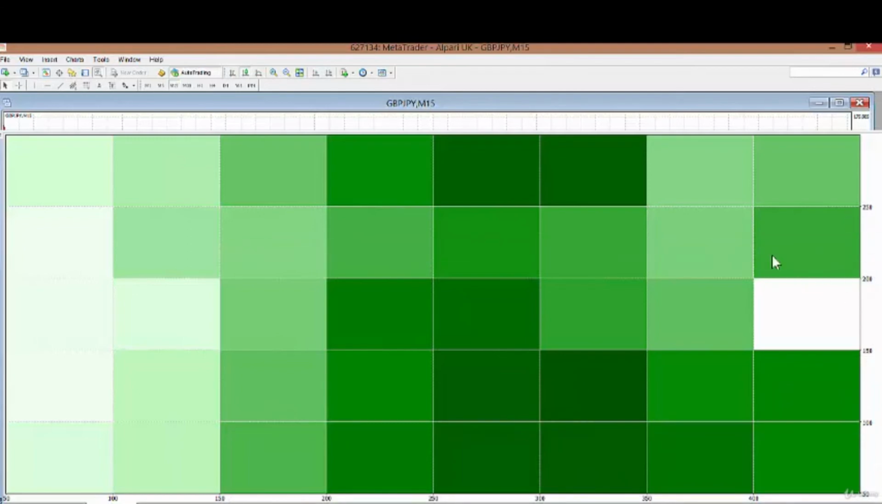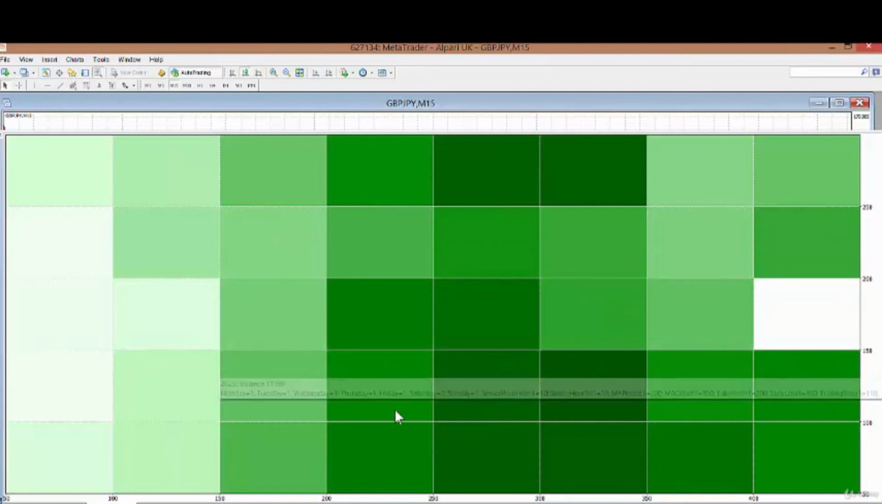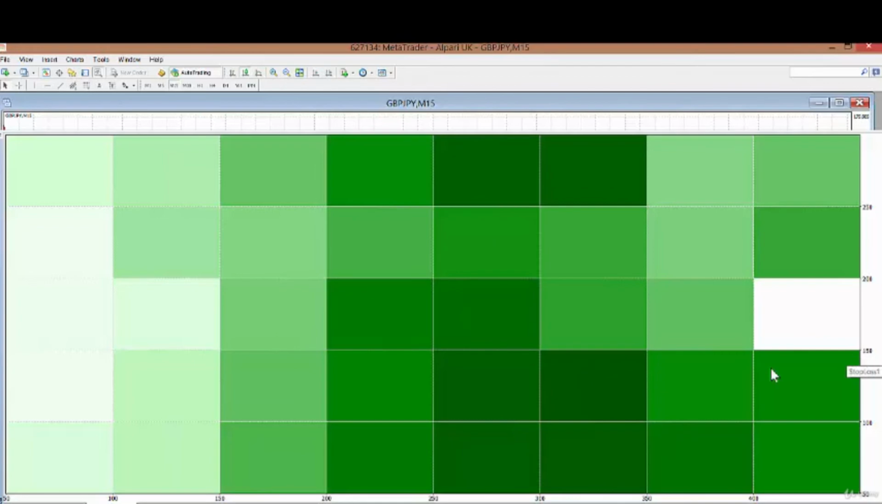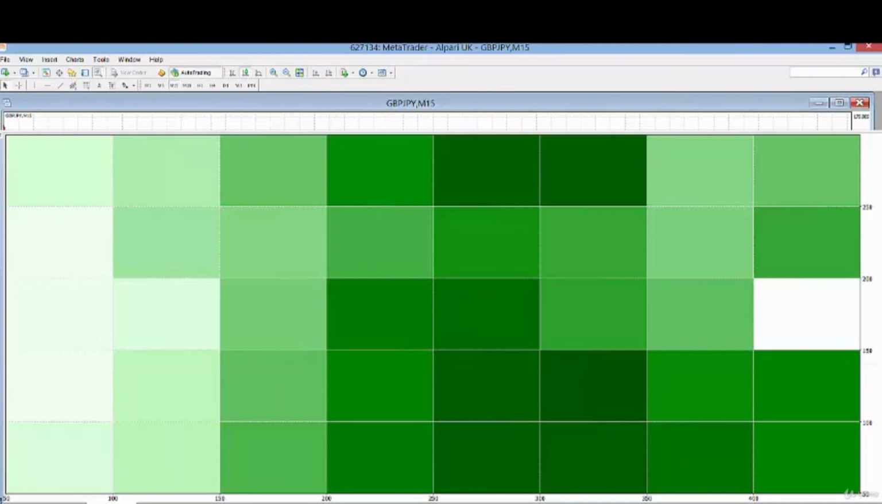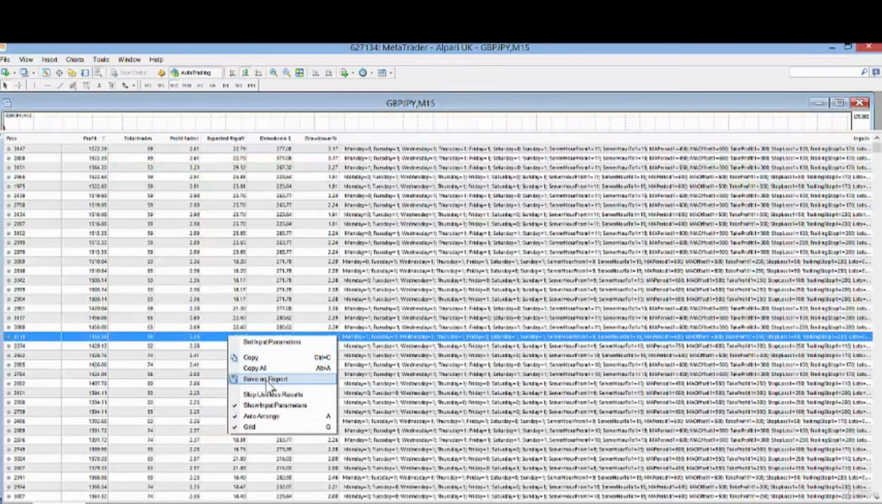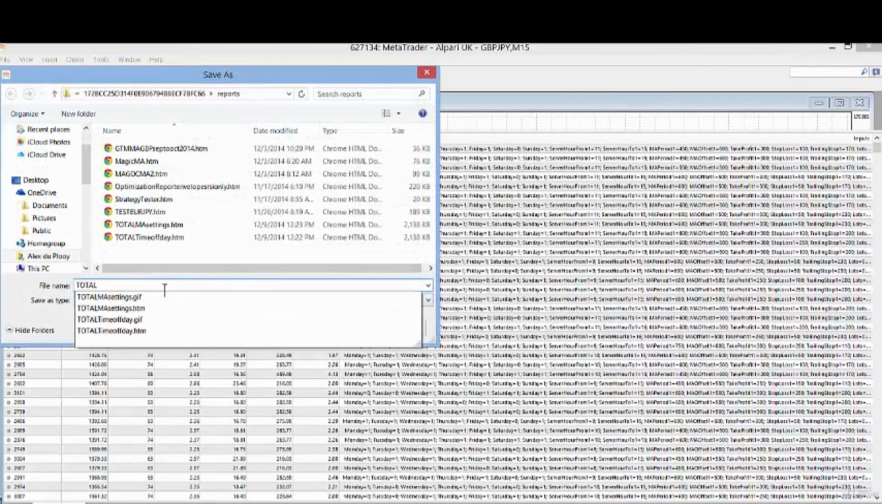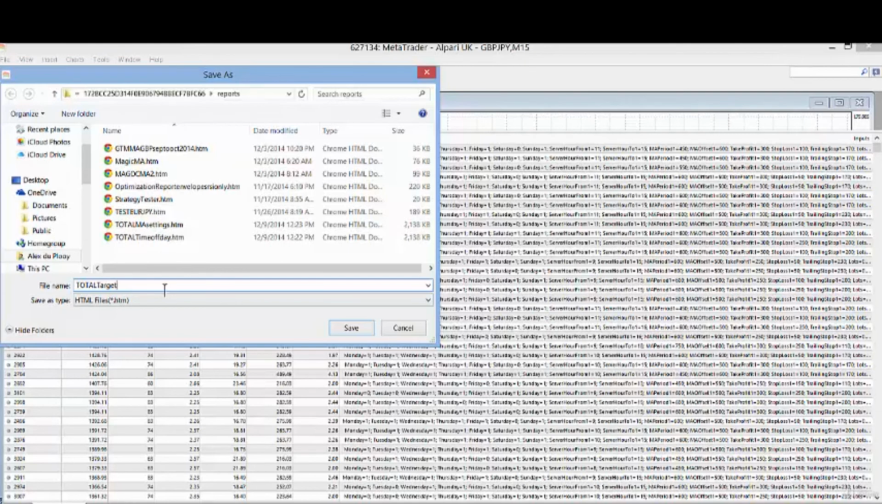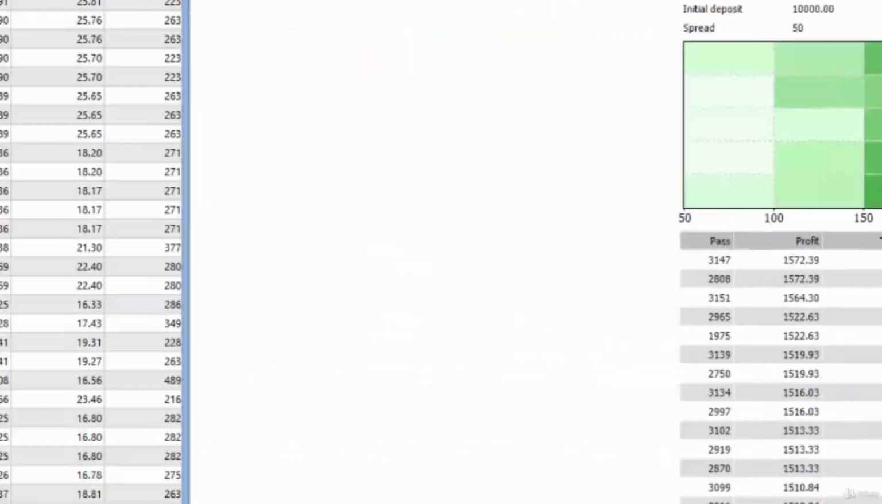In fact, the biggest stop losses don't help. So you need a stop loss in this particular area, around about 150 or even 100 stop loss would be good. So again, we're getting a really good idea. So let's just say total target and stop loss. Now I can find these reports at any time. So there it's brought it through in the browser.